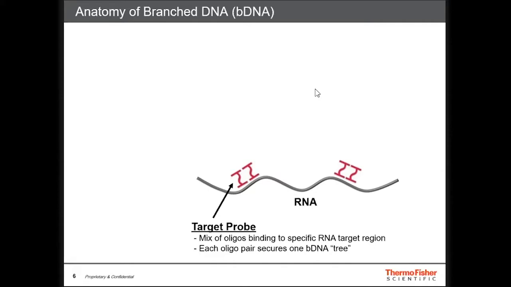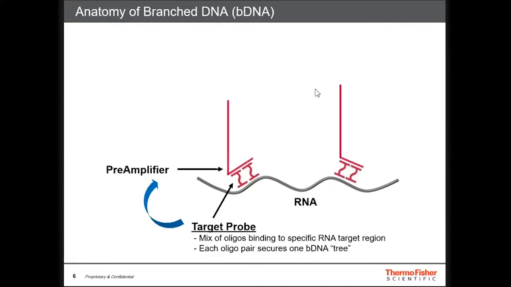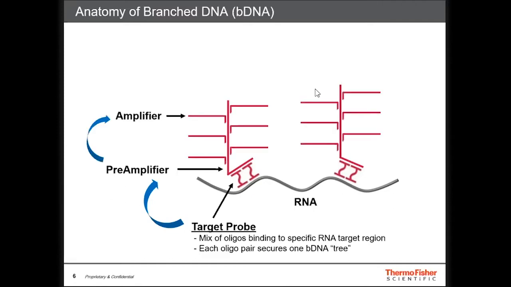And so these, as Mike mentions, are split for added specificity here. We'll lay down multiple pairs of these across your RNA, and then after that, we'll do a series of amplification reactions to amplify that signal so we can actually detect it. And so we'll next come in with a pre-amplifier molecule that will hybridize to those target probes. That creates binding sites for a number of additional molecules called amplifiers that will also hybridize.